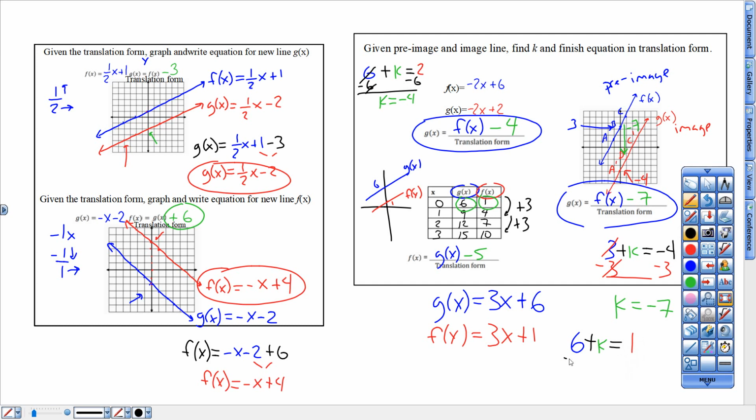Take away 6 on both sides, gives me the -5 number. Make sure you're writing all of this with my words to get the 2 for 1. All right, the third word is wash. Wash. All right, almost done.